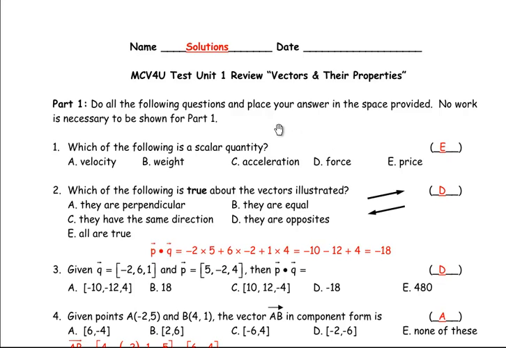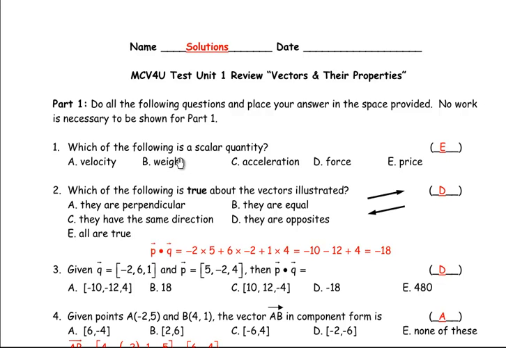In this video, we'll take a look at the solutions in detail to this Unit 1 review on vectors and their properties for the MCV4U vectors and calculus course. And so in the first one, we're asked which of the following is a scalar quantity. We have the choices of velocity, weight, acceleration, force, and price. Now, price would be the only scalar here because all of these other things have a magnitude and a direction.